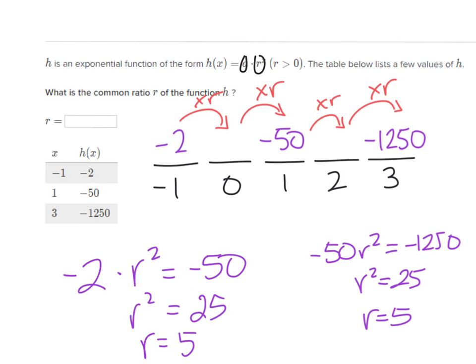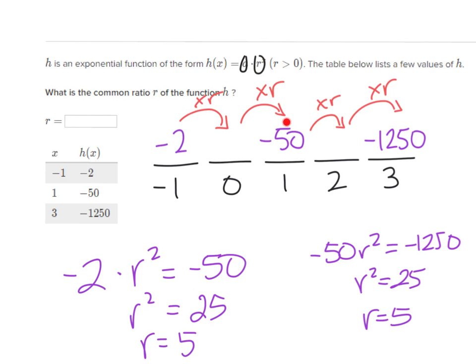But I'm a very visual person, so I like to do this, where these are the values of x, because they don't give us values that are right next to one another. They give us -1, 1, and 3. So we know that when x is -1, y is -2. When x is 1, y is negative 50, and when x is 3, y is negative 250. So we know that in going from here to here, that's times r.